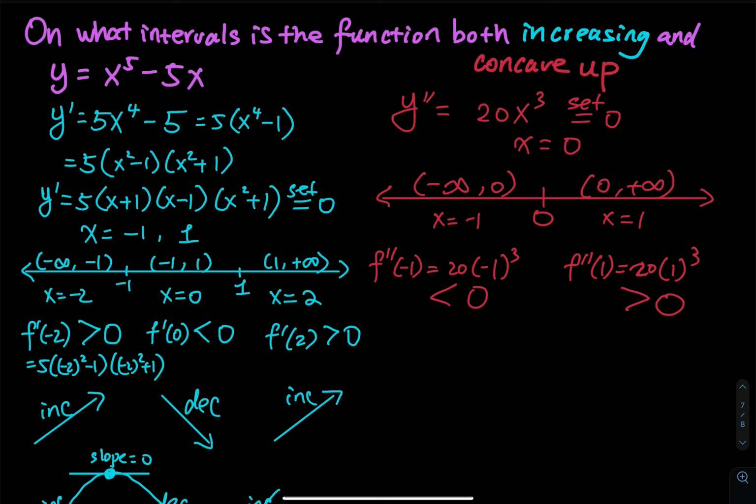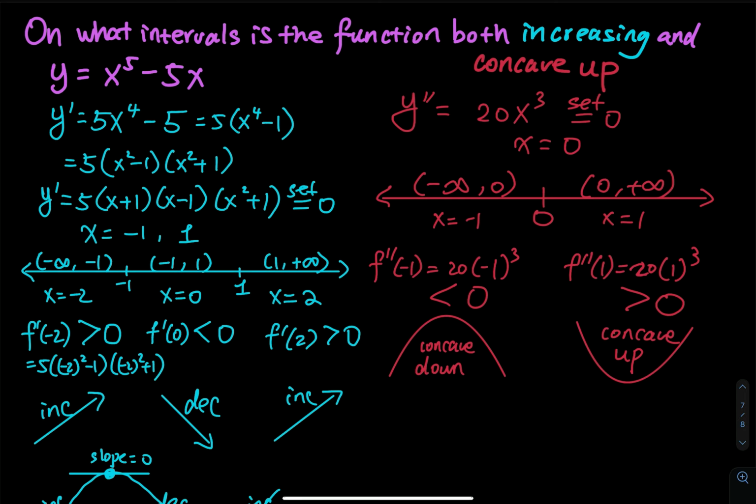Okay, what does second derivative negative mean? Second derivative negative means the function is concave down within this interval. So concave down, positive means concave up. And then when you set that equal to 0, you have x equals 0. So this is an inflection point. So this is concave down, concave up.